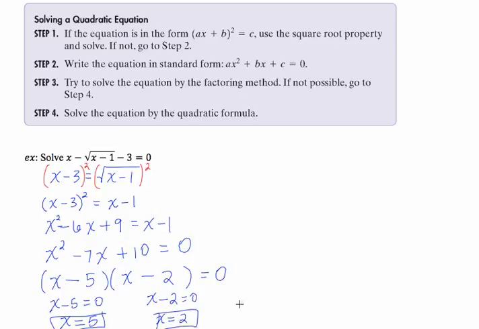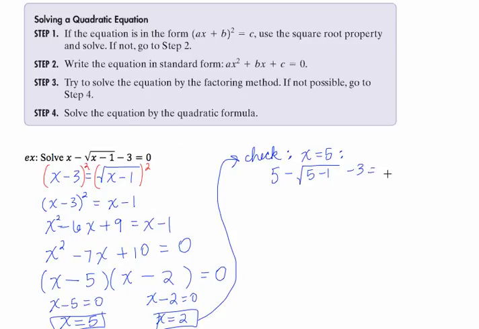Now remember, one of the things about radical equations was if you ever square both sides of an equation or multiply both sides of an equation by a variable, you run the risk of introducing extraneous solutions. So we do have to check both answers here. So let's start by plugging in x equals 5.